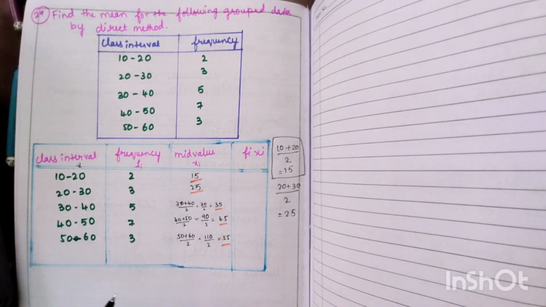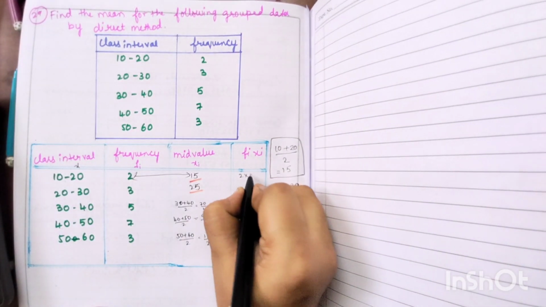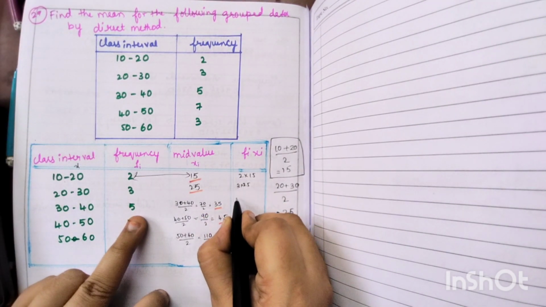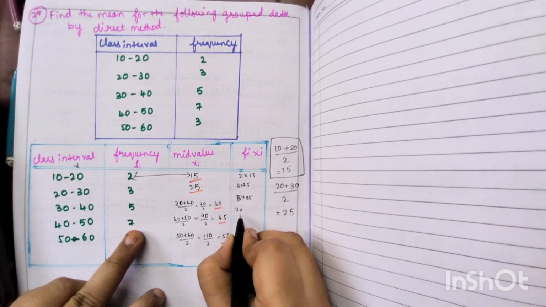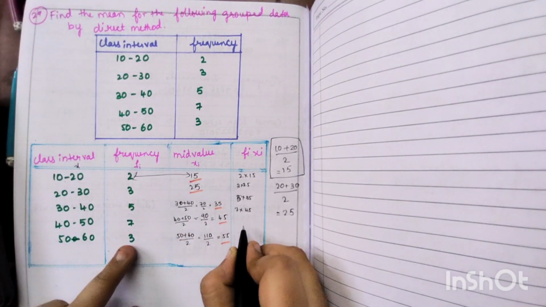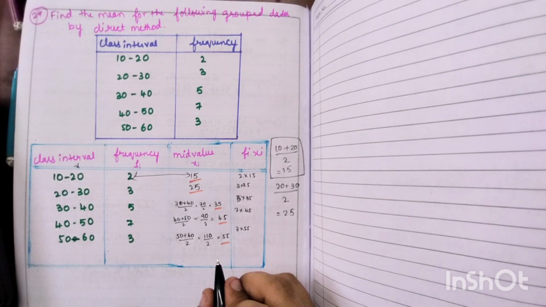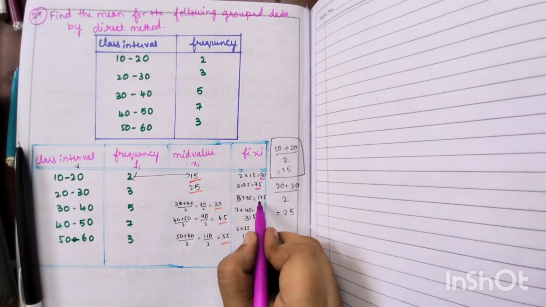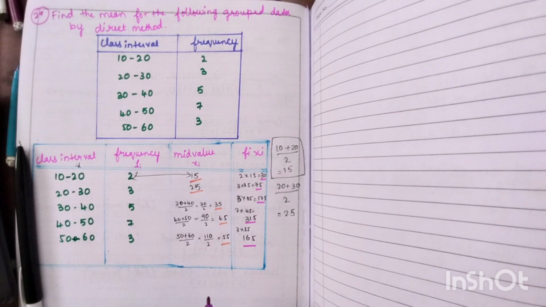So now we have to multiply these both. 2 into 15, 3 into 25, 5 into 35, 7 into 45, and 3 into 55. So multiply it and tell me. So hope you got this: 30, 75, 175, 315 and 165. Correct? So now what is the formula to find that?